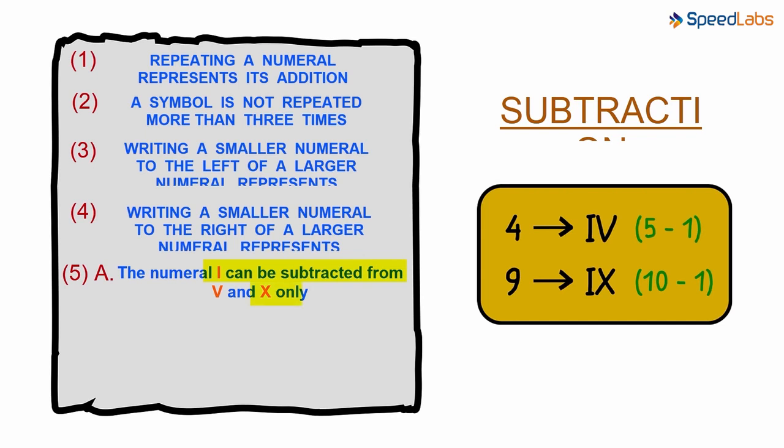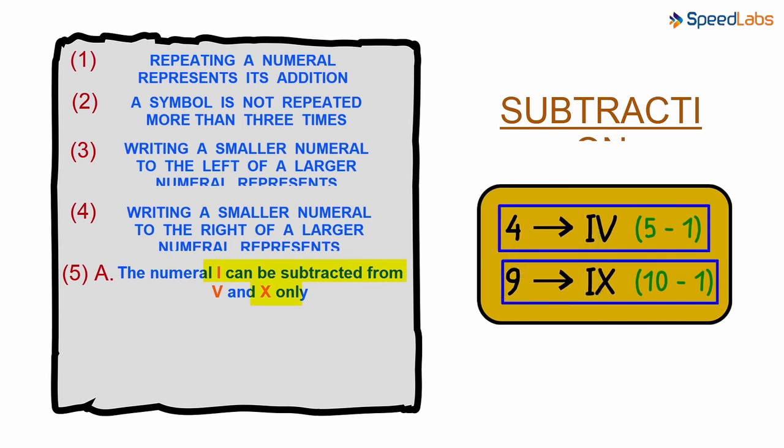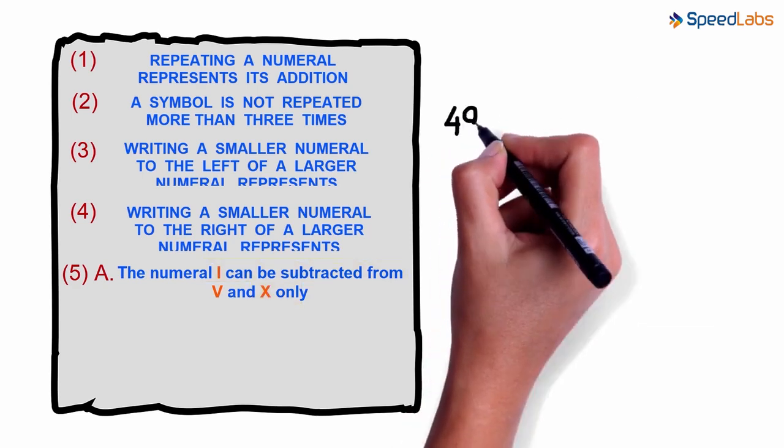What do I mean by this? It means that we can subtract the numeral 1 only to write the numerals 4 and 9. Apart from these 2 cases, we cannot write the numeral 1 to the left of any other numeral in this system. Let's say we have to write the Roman numeral 49.